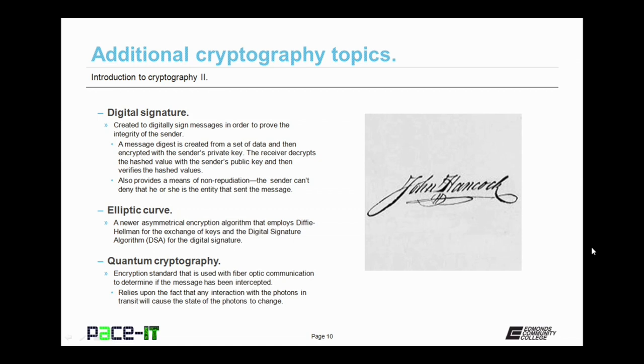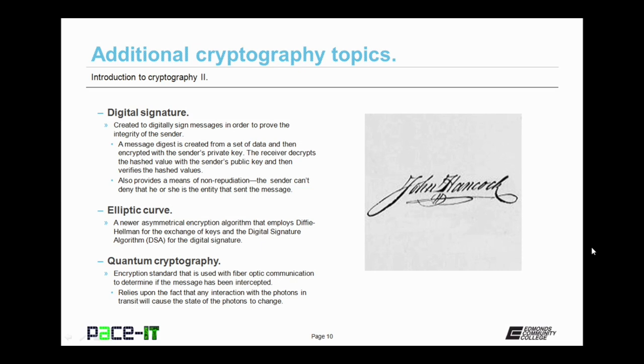In cryptography, there is the concept of a digital signature. Digital signatures are created to digitally sign messages in order to prove the integrity of the sender. A message digest, or hashed value, is created from a set of data and then encrypted with the sender's private key. The receiver decrypts the hashed value with the sender's public key and then verifies the hashed values. That is how digital signatures work. Digital signatures also provide a means of non-repudiation. The sender can't deny that he or she is the entity that sent the message because it was encrypted with their private key.